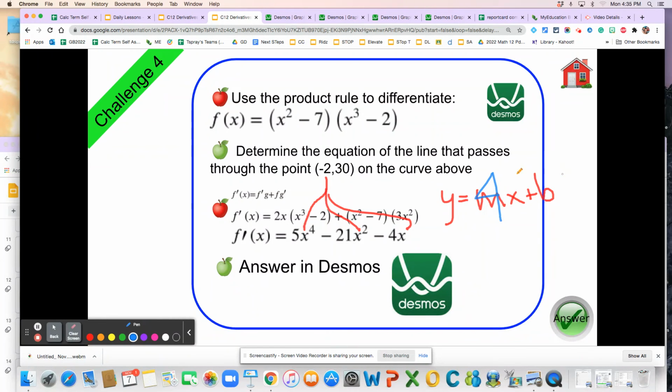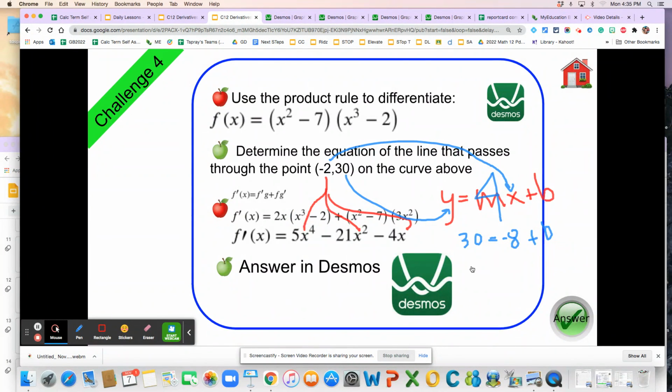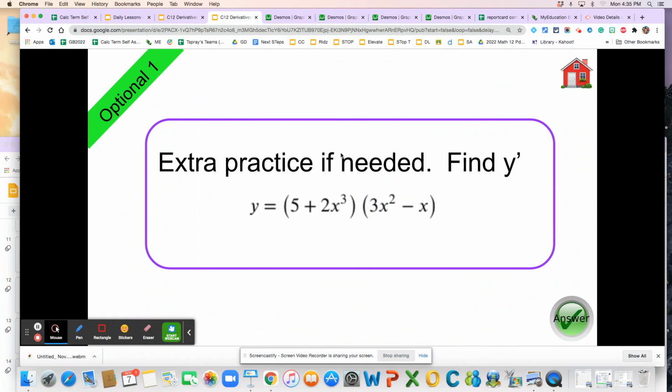And of course, if we want to find the b value, I take the -2 right there. I put the 30 right there. And so that's going to be 30 equals -8 plus b. So it looks to me like the y-intercept is going to be positive 38. Let's see if it is. And it is, in fact, there it is, and it's going right through it at 38. So this is a very tricky question, and I hope that helped.